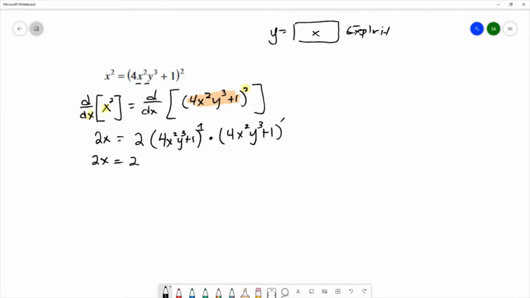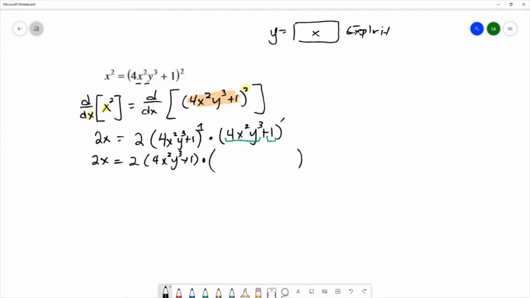I don't need to write that first power, but I do need to calculate the derivative of 4x squared y cubed plus 1. Inside those parentheses, I have 2 terms. So I want to focus on taking the derivative of the first term and then the derivative of the second term. And this is multiplied by this. That first term is 4x squared y cubed.